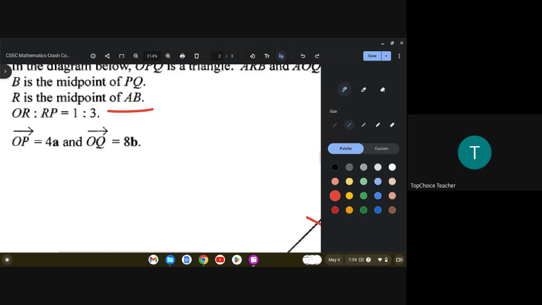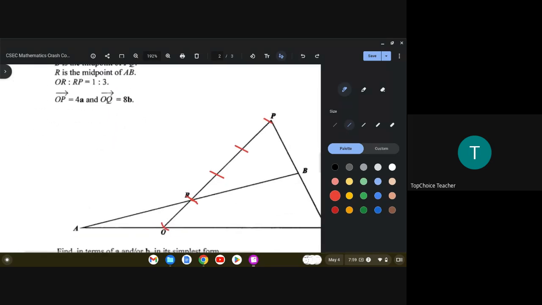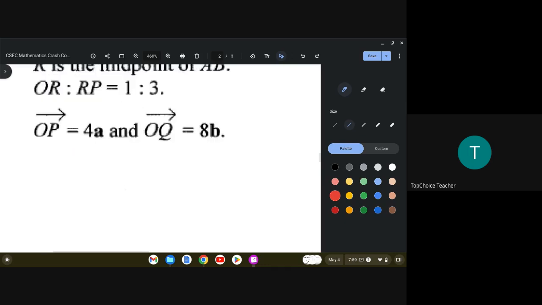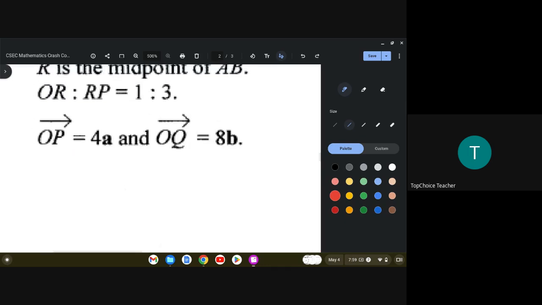And this description I gave here is exactly how you will analyze a ratio in a question like this. Always think about it like that. And look at this. They say vector OP is given. Now look at this, this is important. OP means you're starting from O and going to P, and that is represented by 4A.